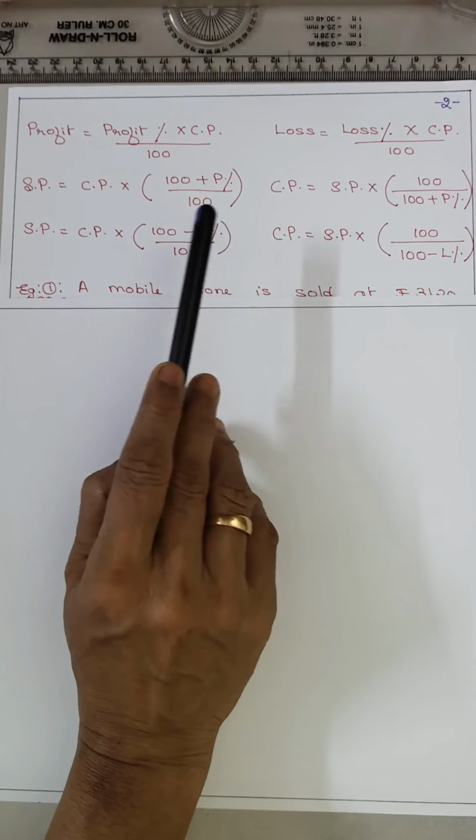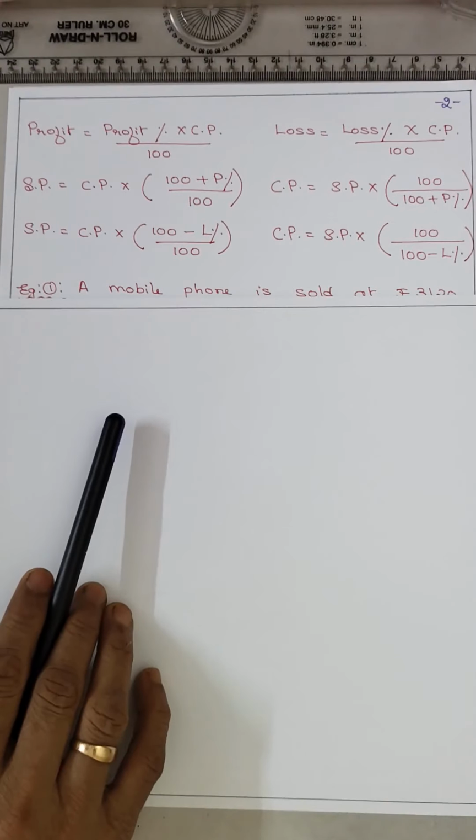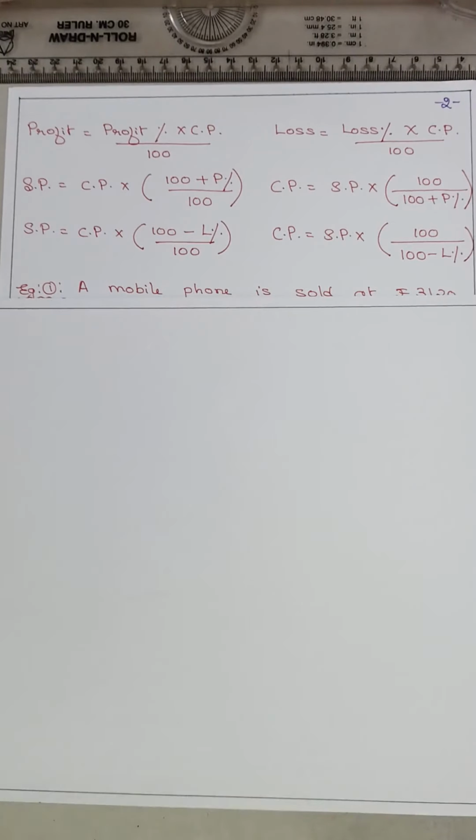लॉस परसेंट रहता है तो 100 से माइनस करते हैं. तो ऐसे याद रखो. ठीक है? These formulas are very important.